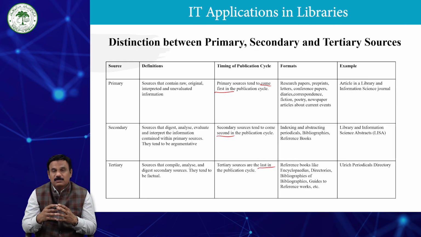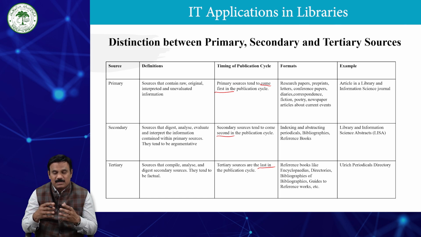As far as formats are concerned, research papers, preprints, letters, conference papers, diaries, correspondence, fiction, poetry, and newspaper articles about current events are primary sources of information. Indexing and abstracting periodicals, bibliographies, and reference books are secondary sources. Some reference books like directories, bibliographies, guides to literature, and reference works are examples of tertiary sources.